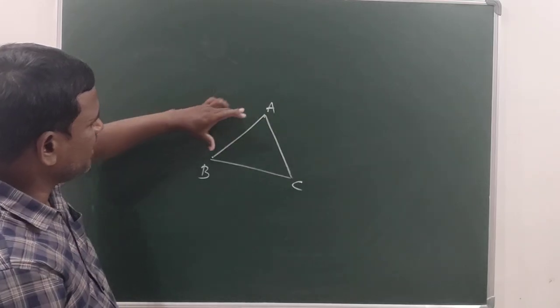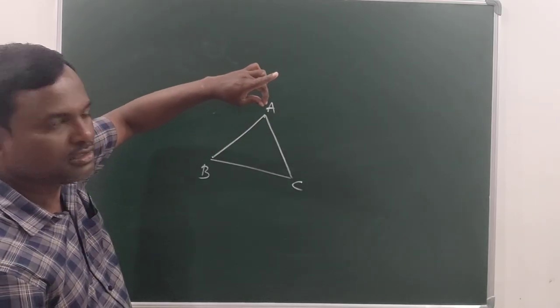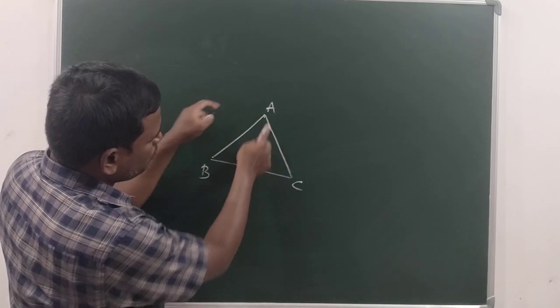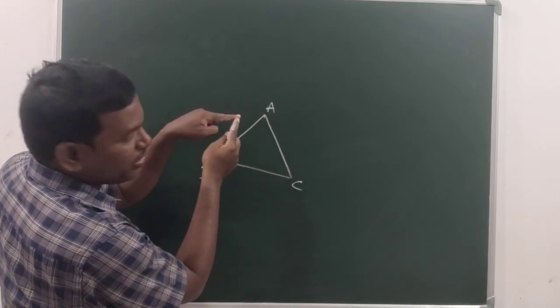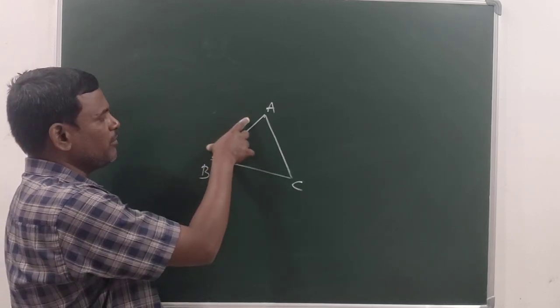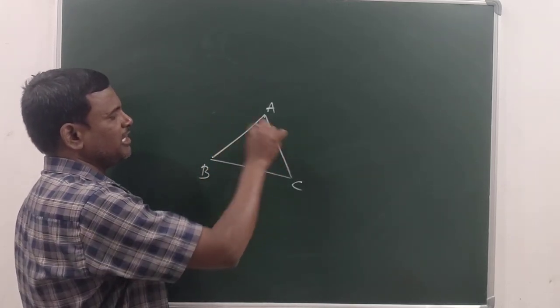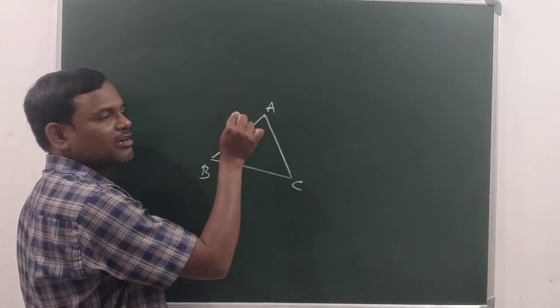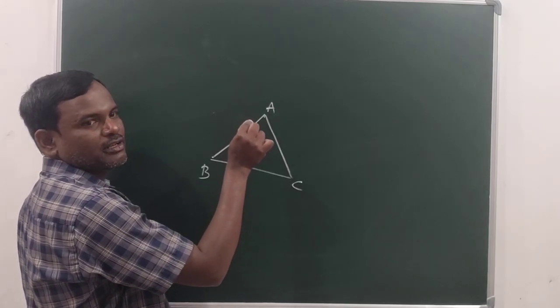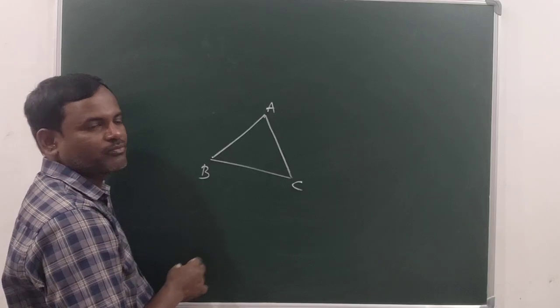Through this AB side, one triangle will go like this. Through this BC also one triangle will go like this. Through this AC also one triangle will go like this. The 3 triangular planes which come from AB, BC, AC, 3 will be concurrent at this point. This is a 3-dimensional figure.